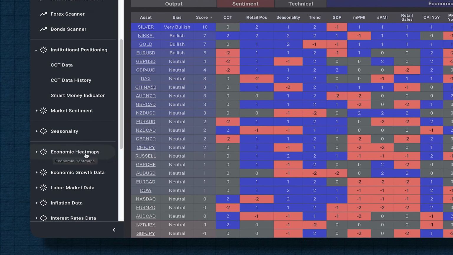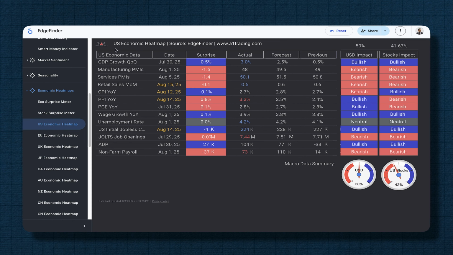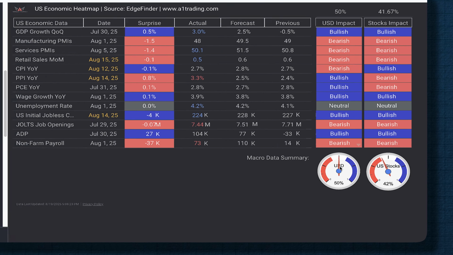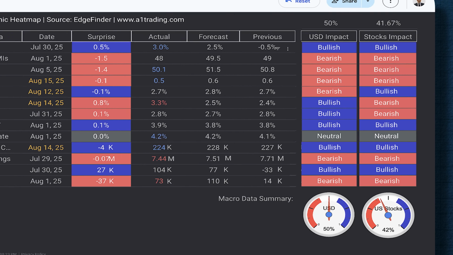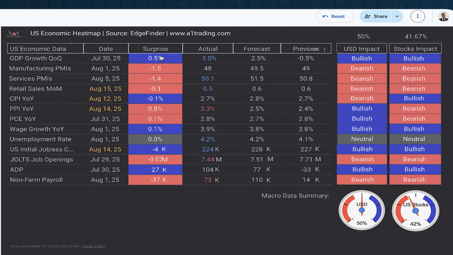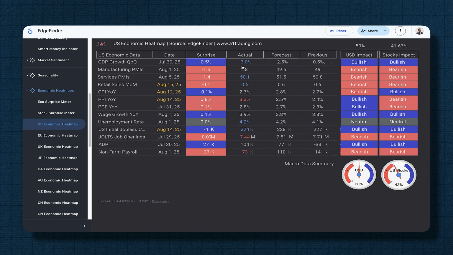You can go down and quickly see how the US economy is doing. Here it is summarized all together, and it gives you a bullish score. You can see that EdgeFinder is saying the US dollar is 50%, so it's half, because you can see the USD impact and the GDP growth quarter on quarter. You can see that it was a surprise by 0.5% because the actual was 3 and the forecast was 2.5, so it's bullish for the currency. This software basically does what you would be trying to do in your head when you're looking at all this data. You'd have to grab an Excel and put this together. So what's really nice is it gives you an idea of how the economy is doing.